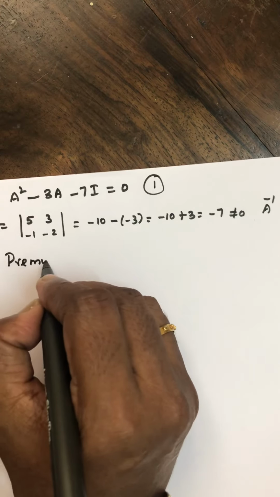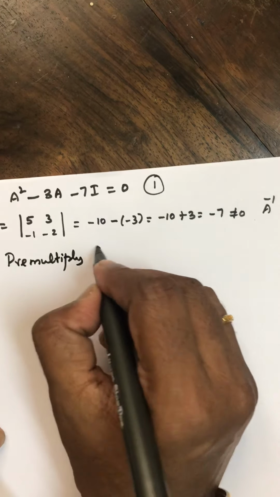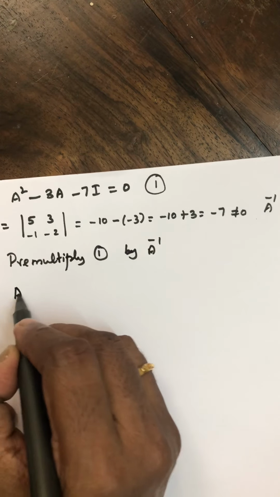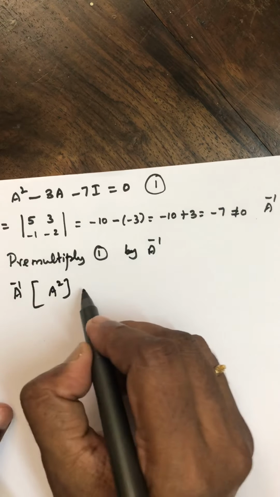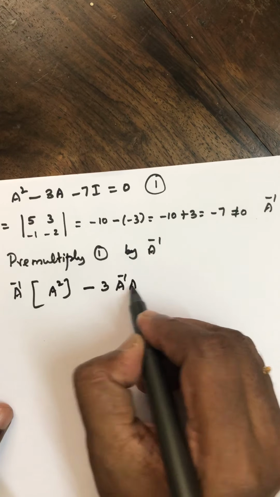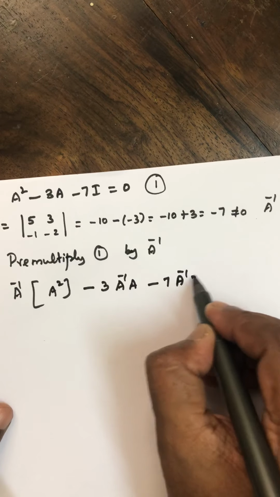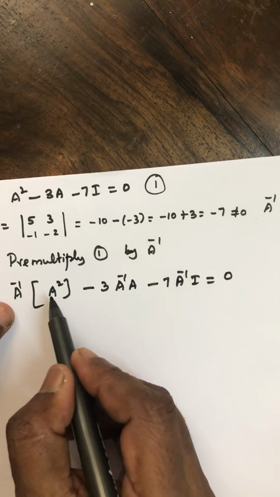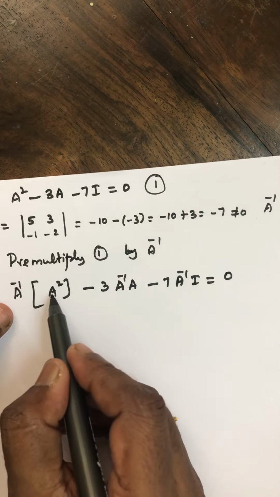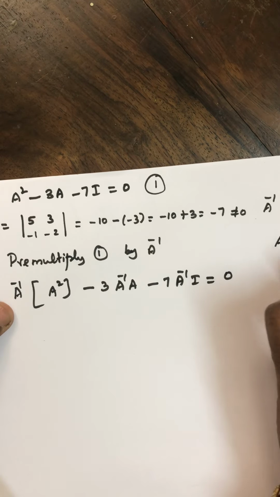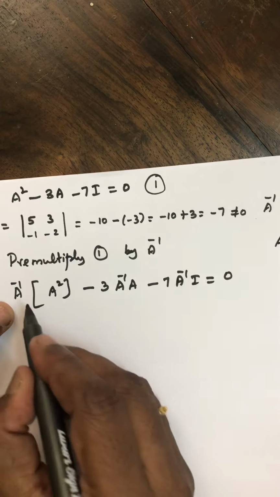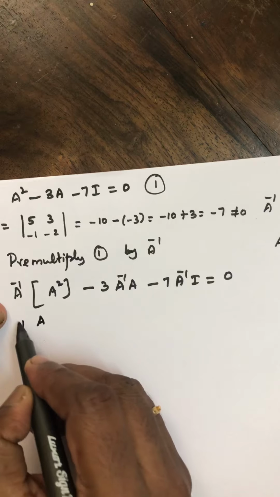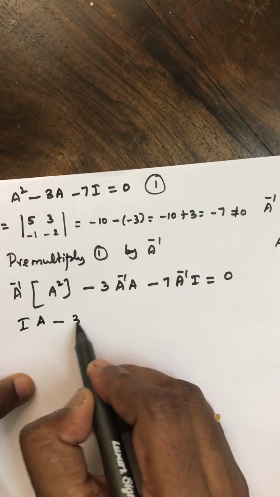Pre-multiply equation number 1 by A inverse. So I have A inverse into A square, 3 into A inverse into A, 7 into A inverse into I, then A inverse into 0 will become 0 itself. A square is A into A. A inverse into A will become I. You know this. A into A inverse is equal to I. So you will have only A. A inverse into one more A will become I into A.